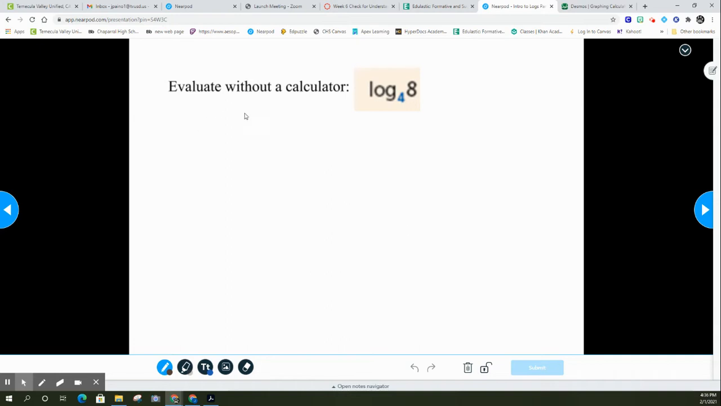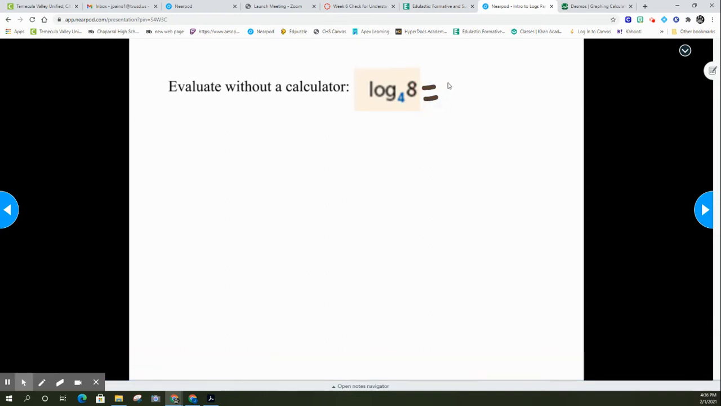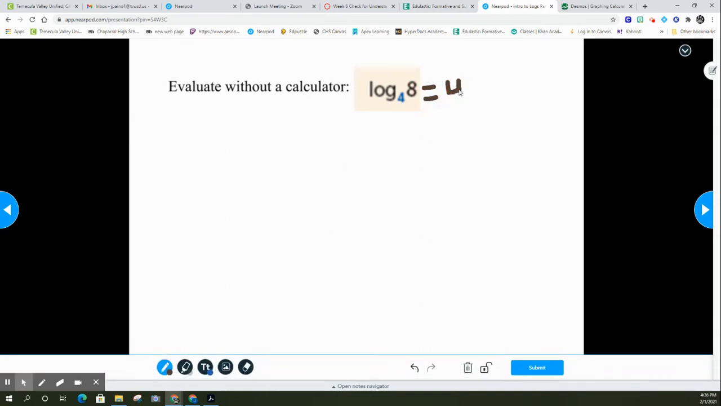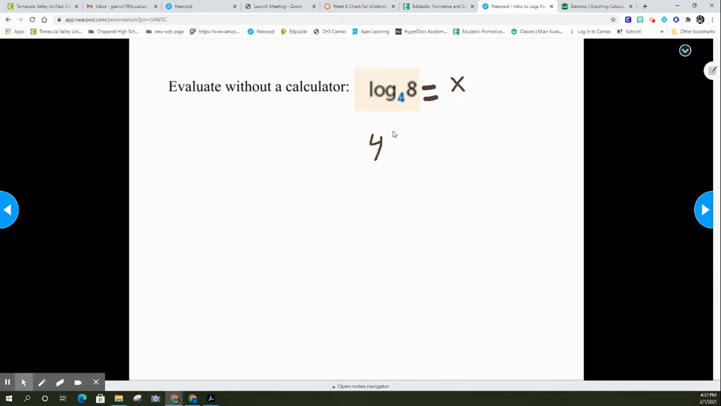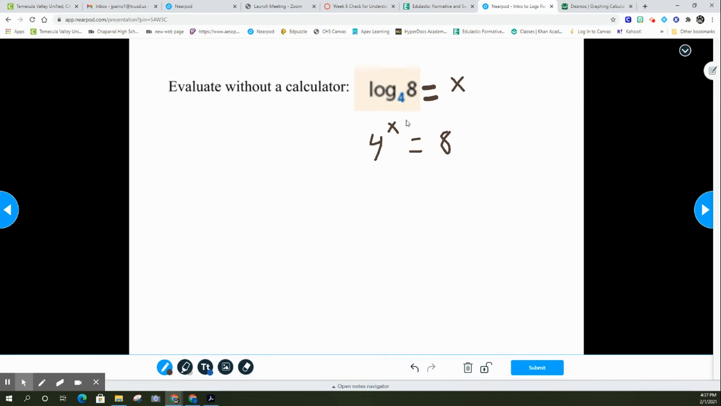All right, so evaluate without a calculator. Log base 4 of 8 equals what? This is saying 4 to the what power equals 8. All right, and so we know 4 to the first is 4, 4 squared is 16, so this is going to be a fraction somewhere between 1 and 2. So how do we figure that out?